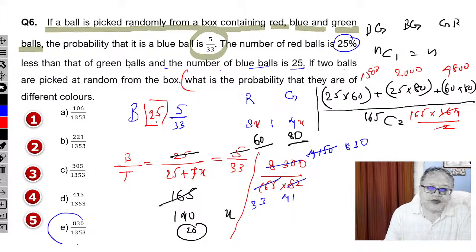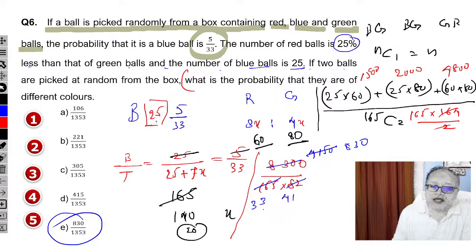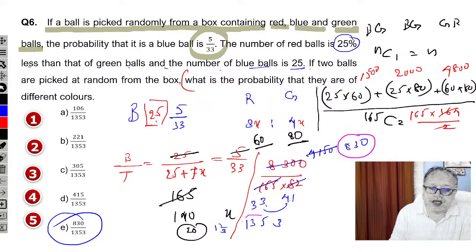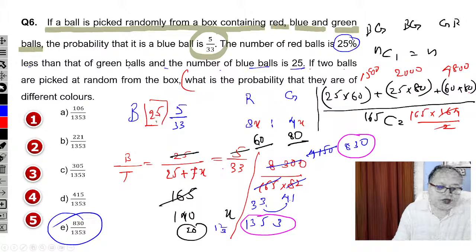So do you have any option representing that? Multiply this denominator. 1 into 3 is 3, 3, 4 is 12, and 3, 1 is 3, 15, carry 1, 12 and 1, 13. So my numerator is 830 and the denominator is this. So what's your option? Option choice 5. Okay. Hope you are understanding this one.